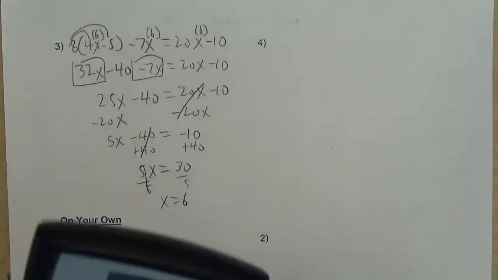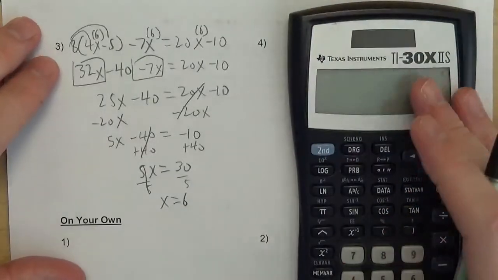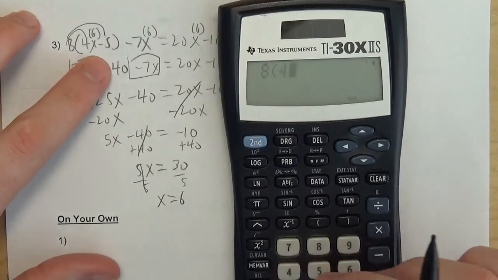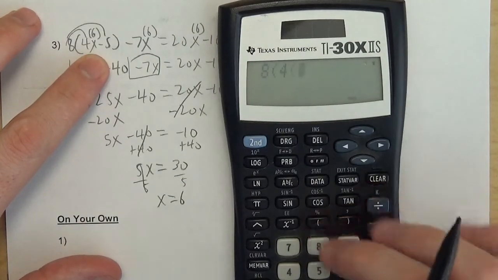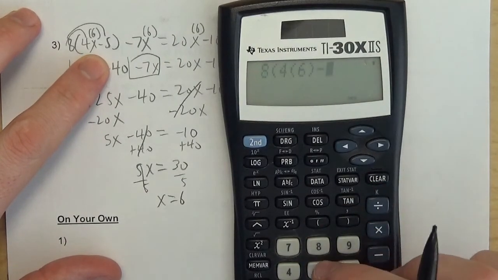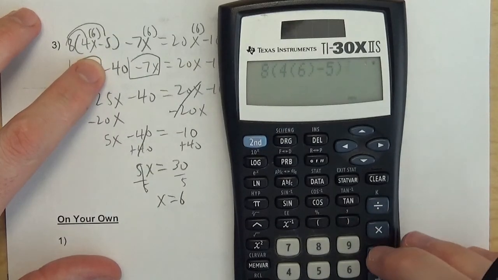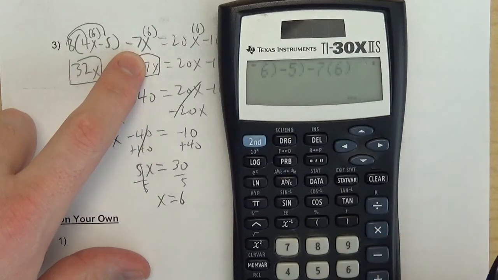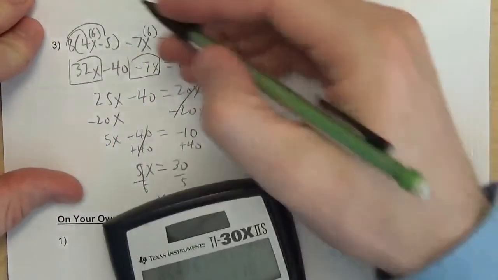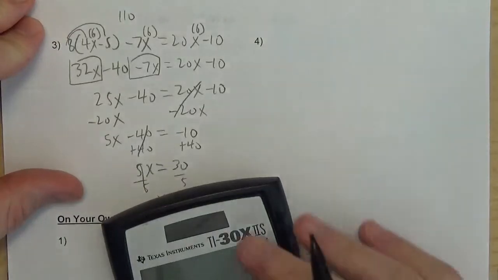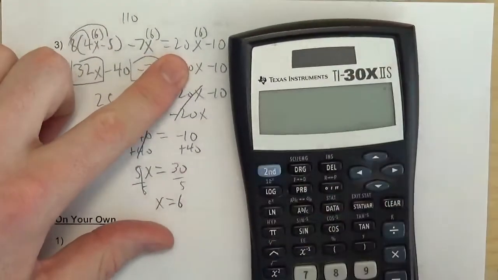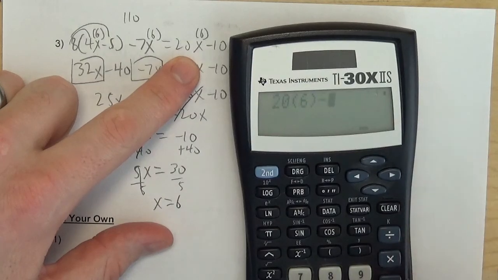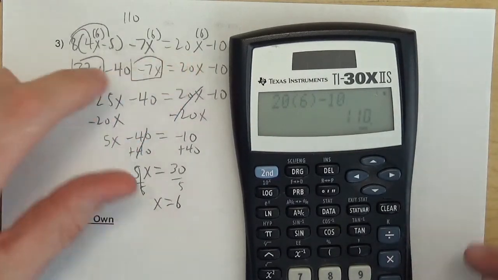So let's type this in and see if we get the same thing on both sides or not, see if our answer is good. So we got 8 parenthesis 4, and then 6 we're going to put in parentheses, minus 5 parenthesis, minus 7, and then in parentheses 6. So on this side I got 110 altogether. Let's see what the other side comes out to be here. We got 20, and then in parentheses 6. Minus 10. We got 110 for that one as well.